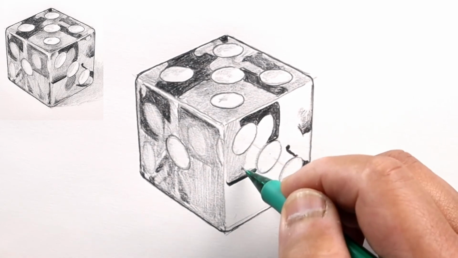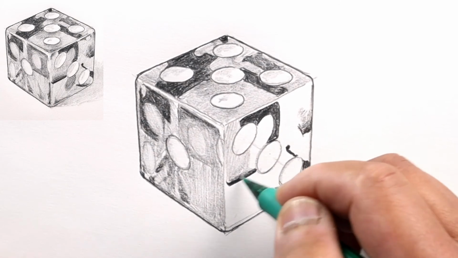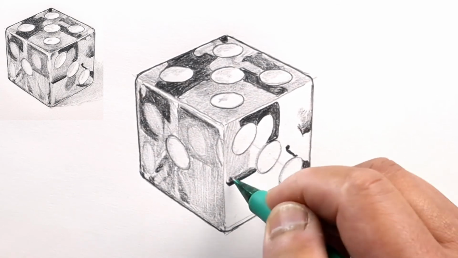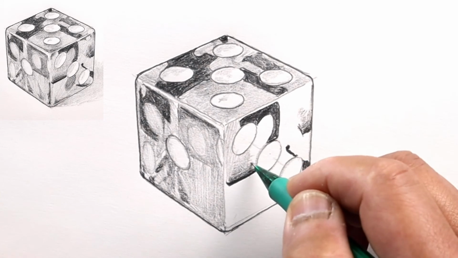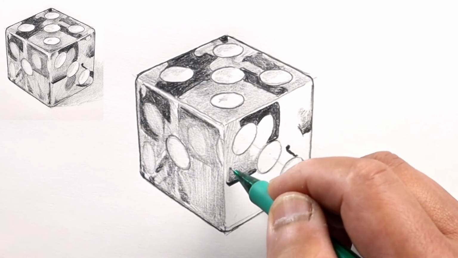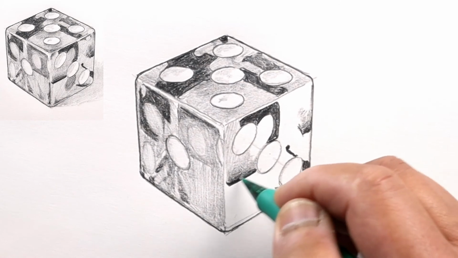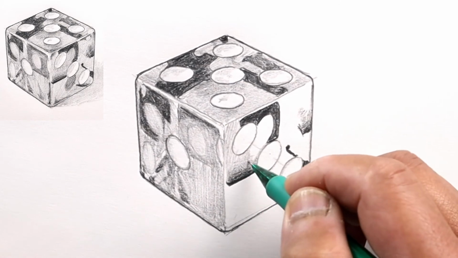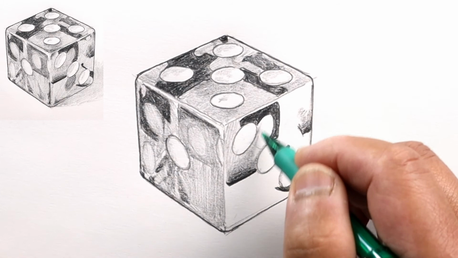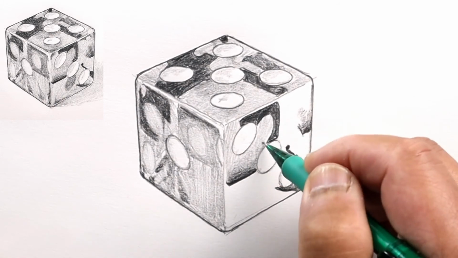And there'll be a little bit of a gradient here as well. So I'm gonna go from this dark and start getting a little bit lighter, so there isn't a clear demarcation between this line, dark section, and this mid-tone. And I'll just go across this face.